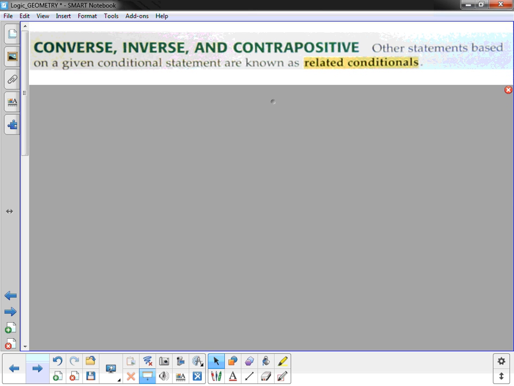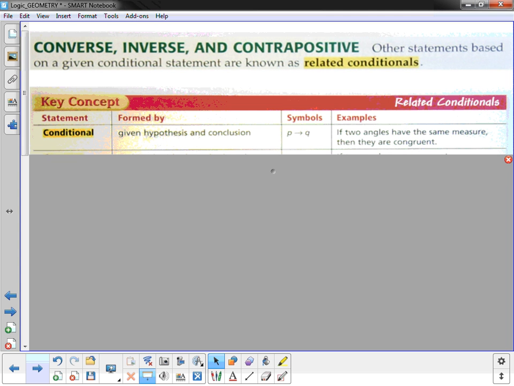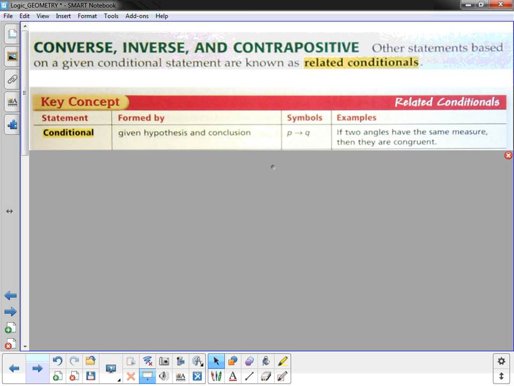Okay. So a converse, an inverse, a contrapositive are other statements based on a given conditional statement, and they're known as the related conditionals. So each one of these is its own special thing. So here we have our very first conditional statement. It's an if-then statement. So we are given a hypothesis and a conclusion. So we have our P implies Q logic. And our example for this one is if two angles have the same measure, then they are congruent. So that's our statement.